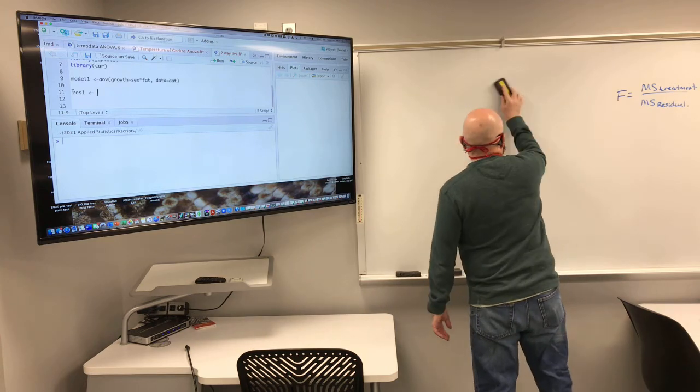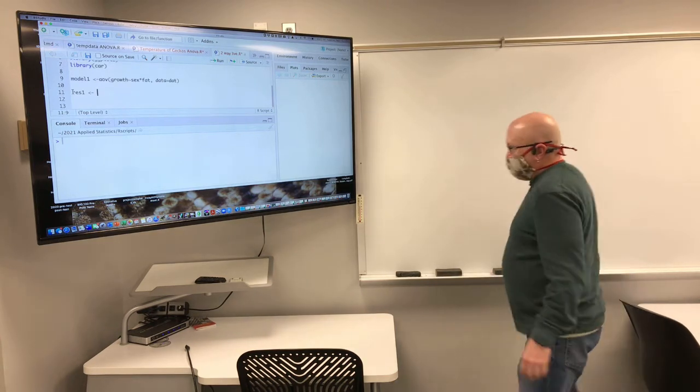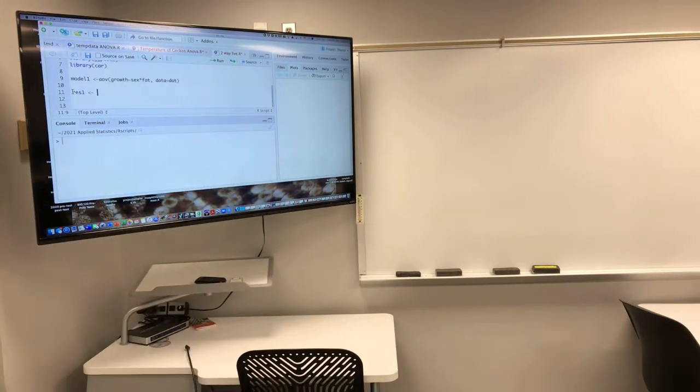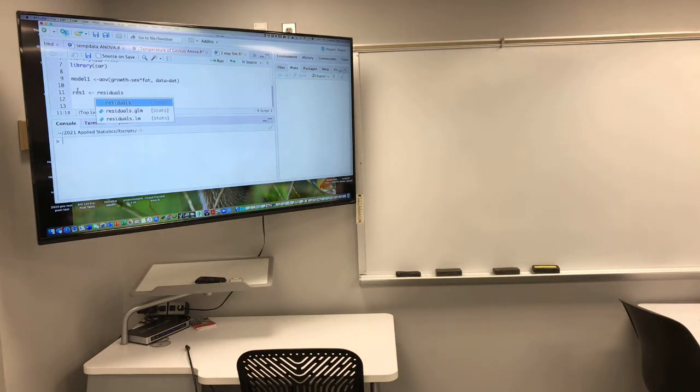Okay, since we've already given our model a name, we can just type residuals, and then in parentheses we can put model 1. And what it should do is it should run model 1, and then it should give us the result. So let's see if that works. So it looks like it ran without error.